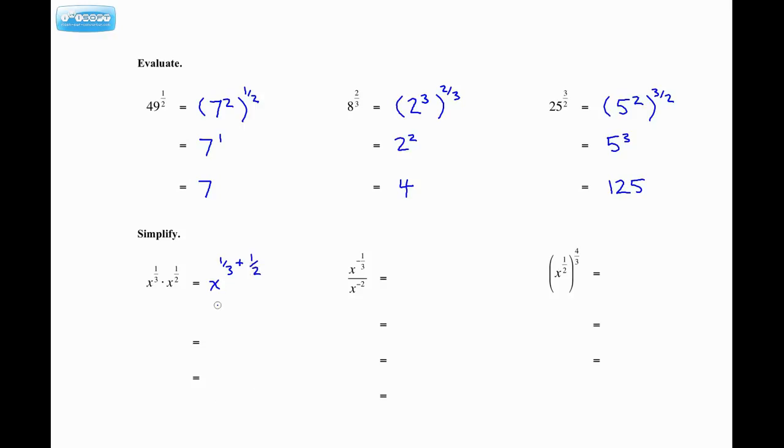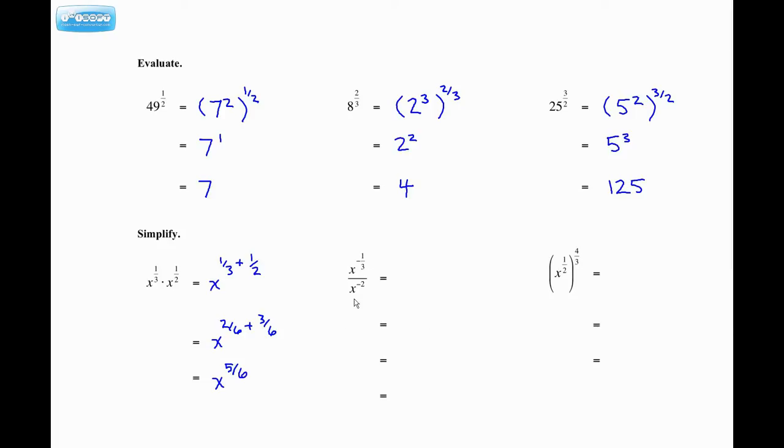Now you're adding fractions. You're required to find a common denominator. Okay. The lowest common denominator between 3 and 2 is 6. So this gives me 2 over 6, and this gives 3 over 6. And now I can add, this gives me x to the power of 5/6.